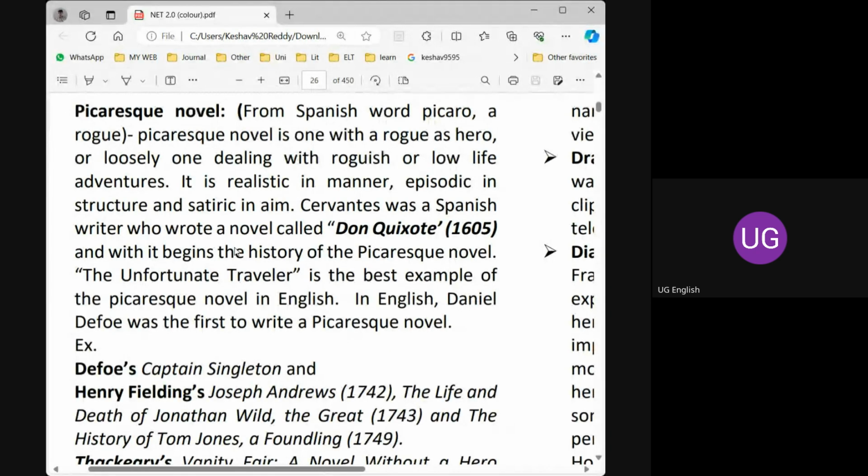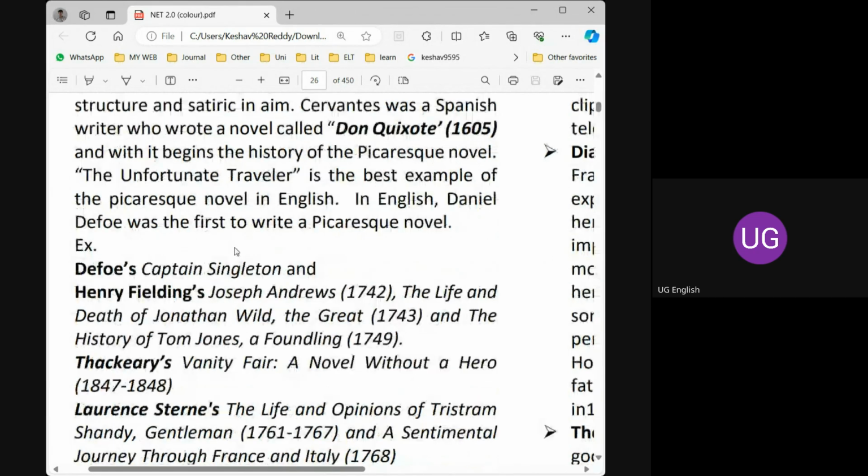Sometimes you may get some confusing options also in the SET examination. Simple terms, but we may get confused. Wilton, Milton, like this. So Henry Fielding's, Defoe's. So we discussed some special quality of Daniel Defoe. Do you remember that? What is the unique character of Defoe's novels?